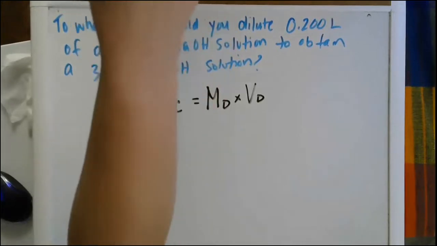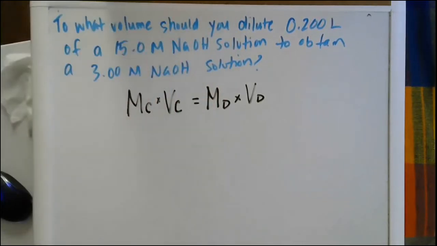Okay, I feel like it might be easier to see how those things go together if we sort it out like that. And you have to pair them correctly. You can't just throw the different molarities and volumes together however you'd like. You have to make sure that you pair up the concentrated information and you pair up the dilute information.